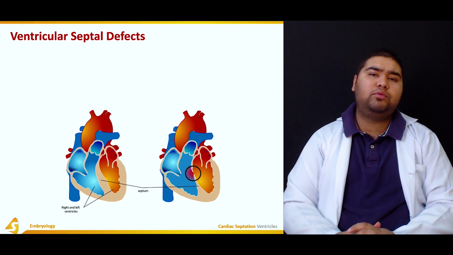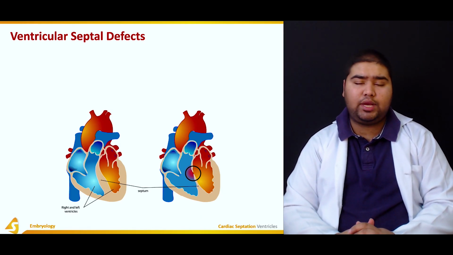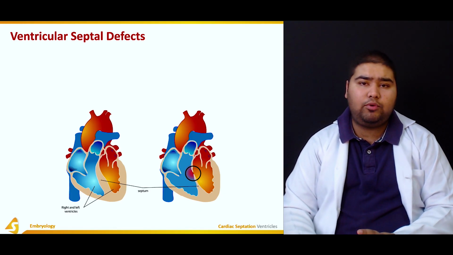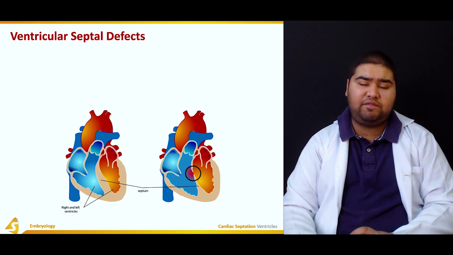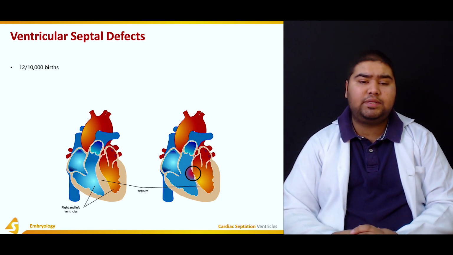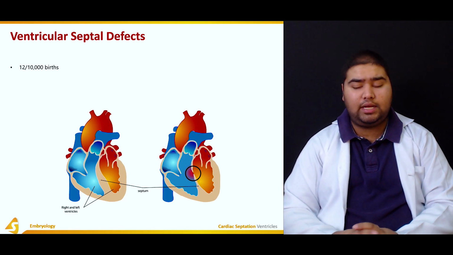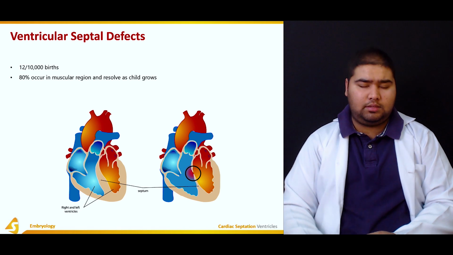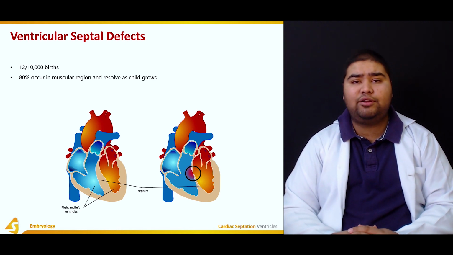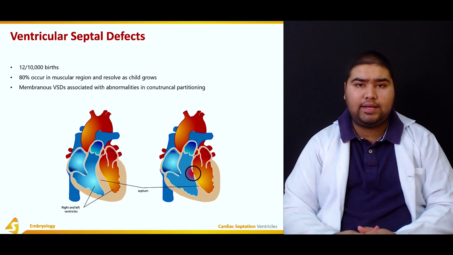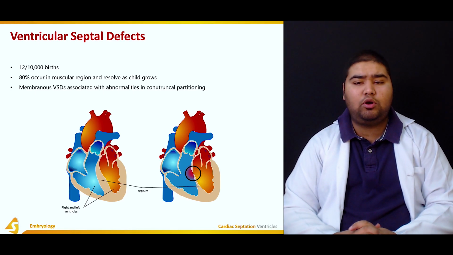So let's talk about the ventricular septal defects. These are very important defects. The defect in the membranous component is way more important as compared to a defect in the muscular component. The incidence of ventricular septal defects is 12 per 10,000 live births. 80% of them occur in the muscular region, hence they are not very important as they can resolve as the child grows. The membranous ventricular septal defects are associated with abnormalities in the conotruncal partitioning.